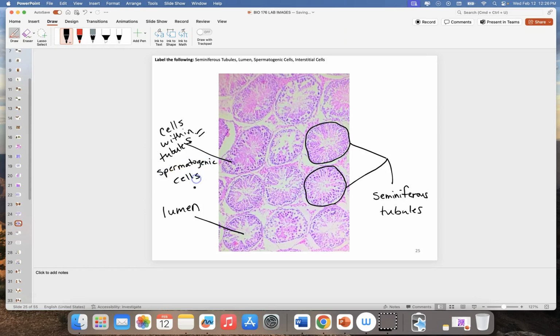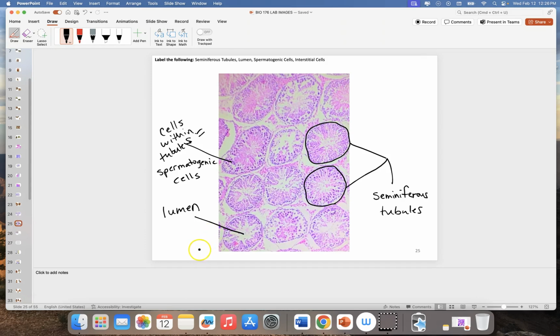And in lecture, we'll talk more about the different spermatogenic cells and how they are going to be involved in spermatogenesis, the production of sperm.